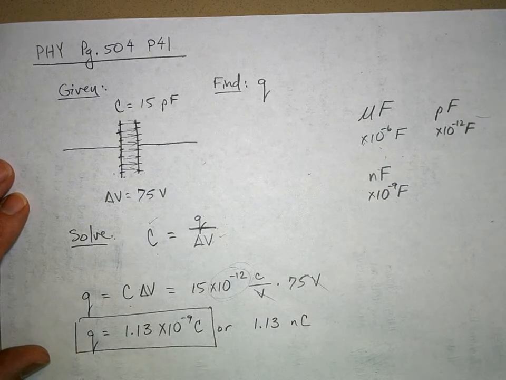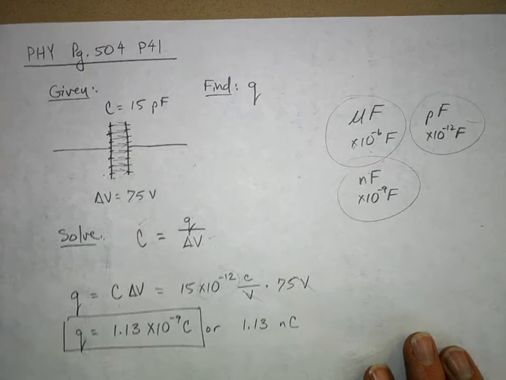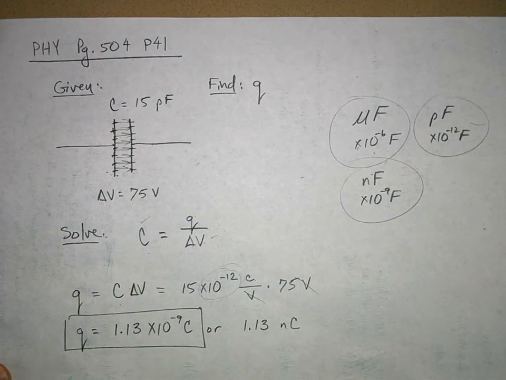Okay, and so these are your metric prefixes, because typically capacitors hold very, very little charge per volt. Or actually, another way of thinking about it is that a coulomb of charge is a huge amount of charge. And so typical capacitors hold only the tiniest fraction of a coulomb, a billionth or a millionth on that order of magnitude. So anyway, that is your problem number 41.